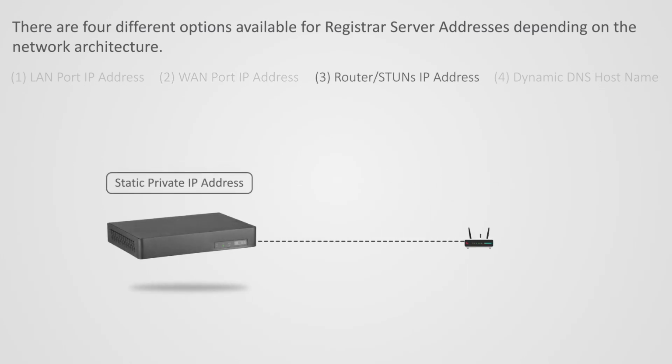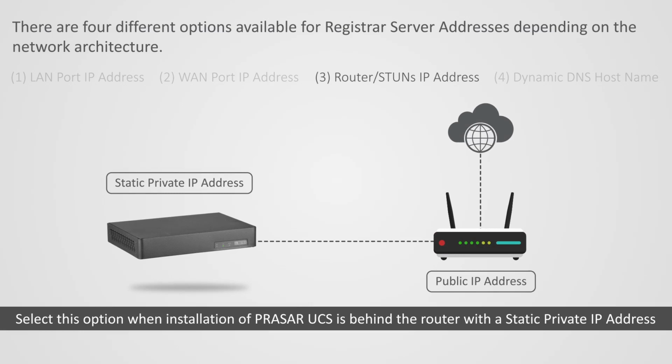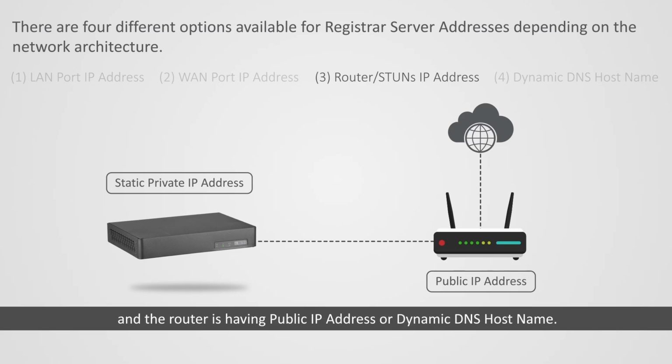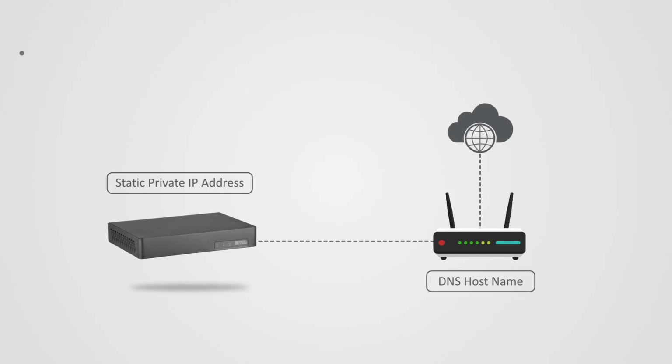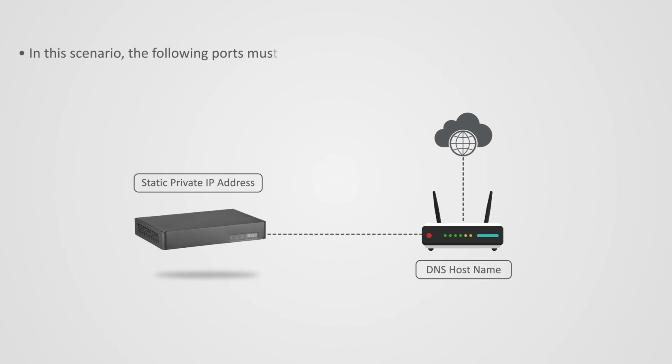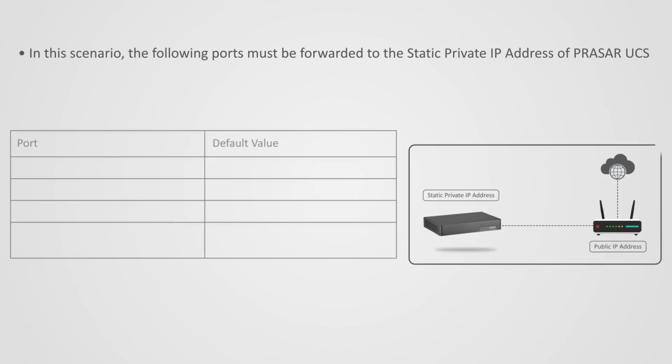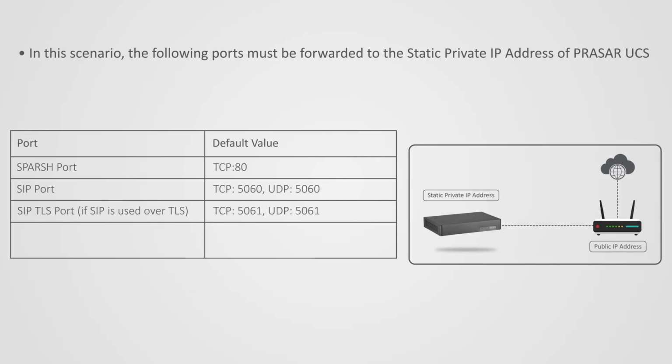Third, router or STUN's IP address. Select this option when installation of PRASAR UCS is behind the router with a static private IP address and the router is having public IP address or dynamic DNS host name. Note: in this scenario, the following ports must be forwarded to the static private IP address of PRASAR UCS: SPARSH port, SIP port, SIP TLS port if SIP is used over TLS, SIP RTP port range.